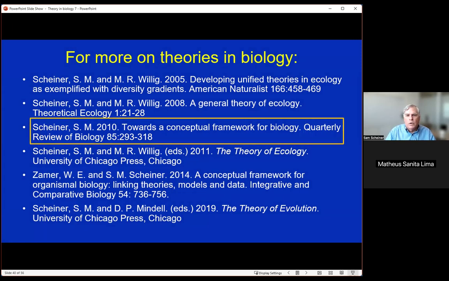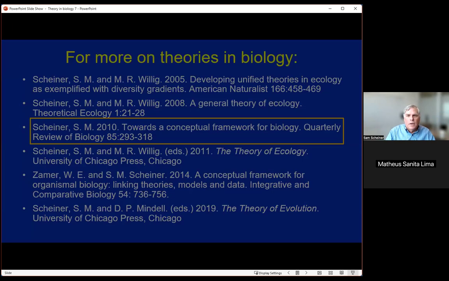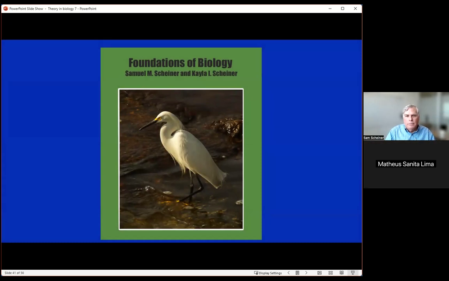This is the quarterly review paper from 2010, which sets the whole big framework for the theory of biology. So what I presented today and those other general theories, that's the place to start. Notice though, that paper is now almost 15 years old. So I'll warn you, the details of those theories have evolved over time, right? These theories are not static entities. They can develop over time, not that the facts are wrong, but how they're expressed and so forth has changed.